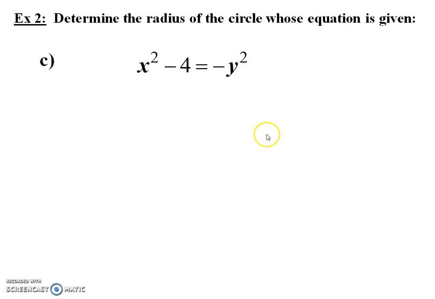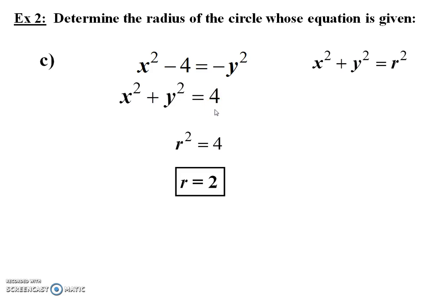Okay, does this equation look like it's in the correct form? Don't we need the x squared and the y squared on one side of the equation and the radius on the other side? So we're going to move the negative y squared. We're going to add y squared to both sides, and we're going to add 4 to both sides. So this is the proper form of our equation for the circle, and then therefore your radius must be 2.